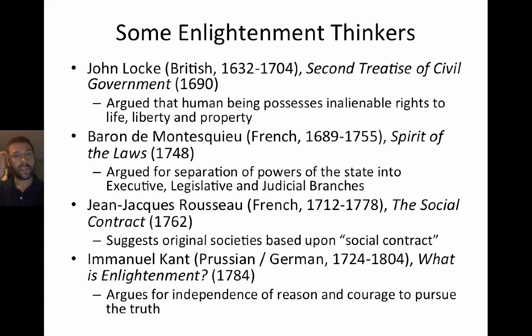So among the Enlightenment thinkers, we have John Locke, who was a British thinker. He writes his Second Treatise of Civil Government. There he argues that the human being basically has the right to own property. We all have the right to own property, and we have the right to be free. We have the right to life. We have the right to be prosecuted civilly and justly within a civil court.